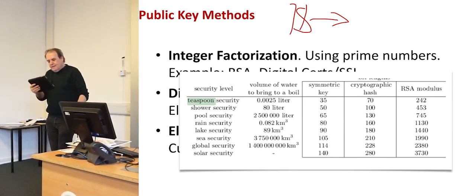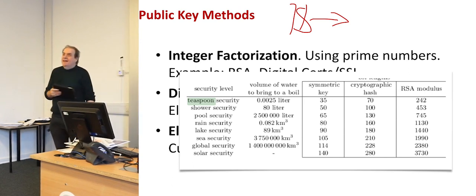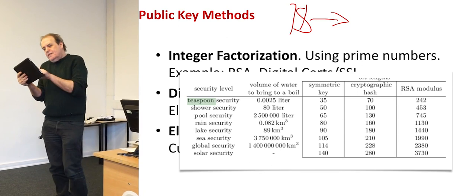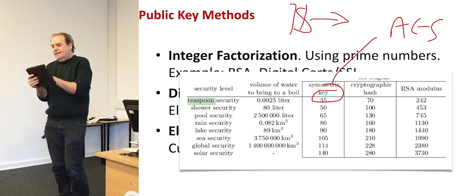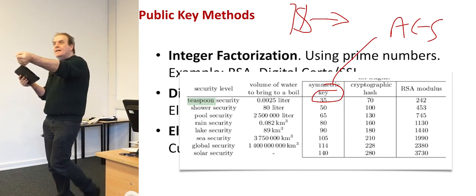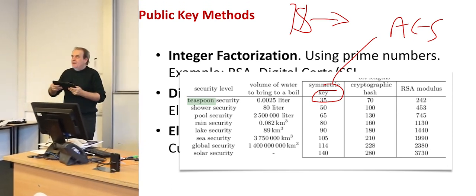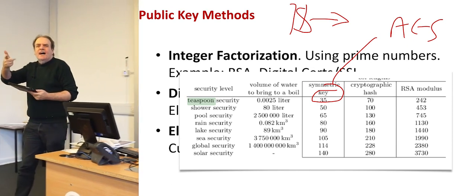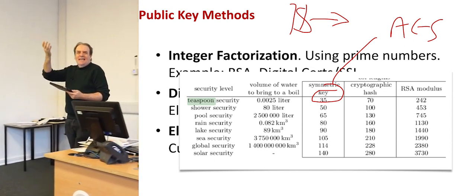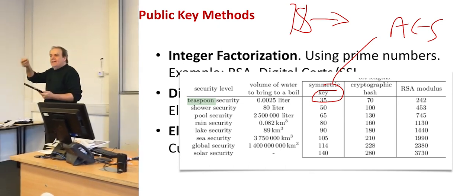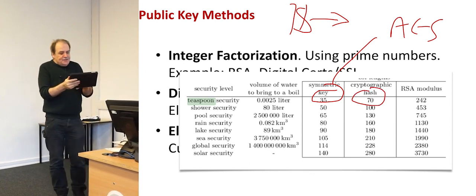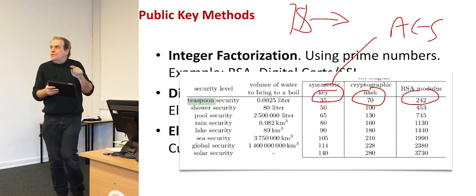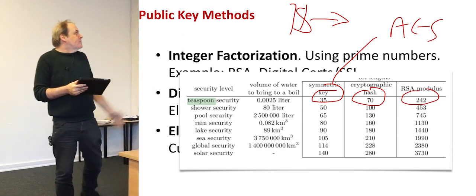to allow you to run the GPU. So this shows roughly how much it would cost you to crack a 35-bit AES key. It takes the amount of energy it takes to boil a teaspoon of water. So you could probably afford that. What's that going to be? Less than a penny or something like that. So to crack a 35-bit key is only going to take you a teaspoon of energy. To crack a 70-bit hash, that's a teaspoon. And to crack a 242-bit RSA key, it's a teaspoon.